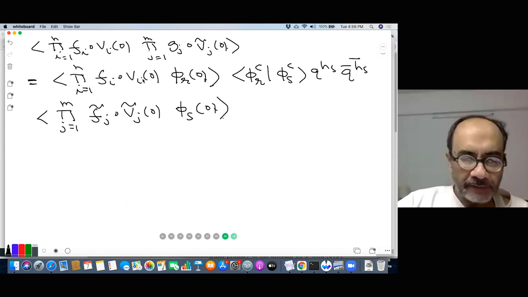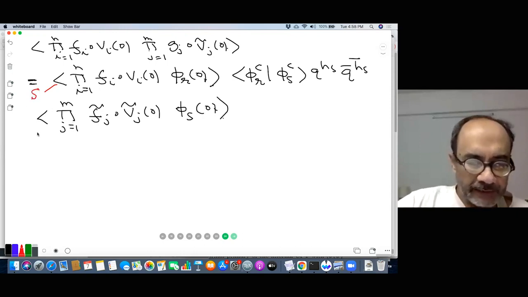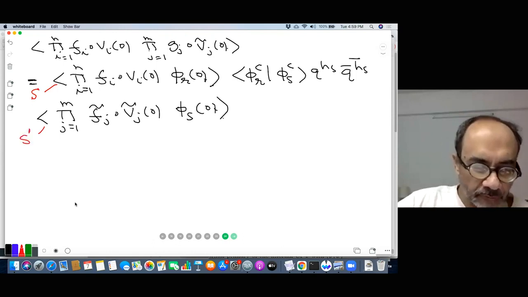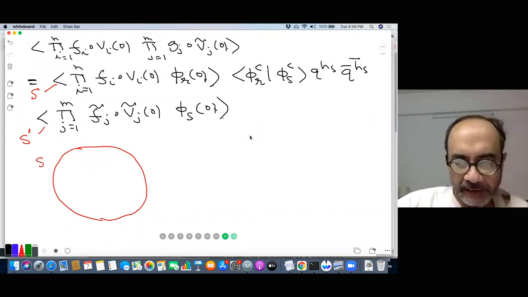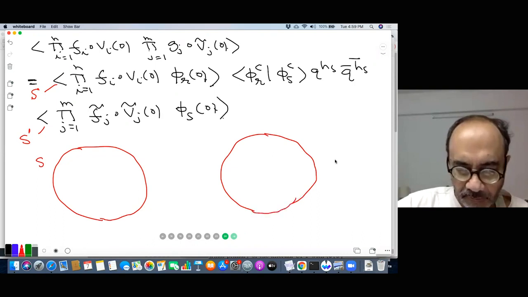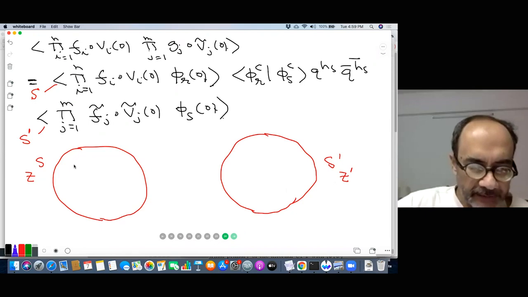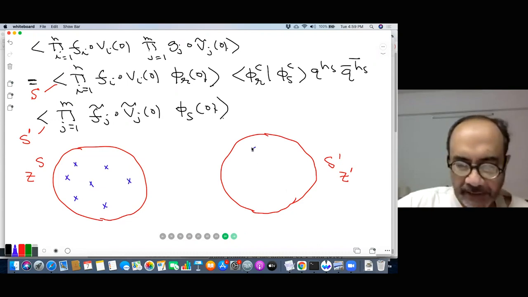So this is a correlation function on a sphere. This I'm going to call a sphere S. And this is a correlation function on another sphere, which I'm going to call the sphere S prime. So what we have is two spheres, S and S prime. I introduce complex coordinate Z on this and complex coordinate Z prime on this. Here I have a set of punctures. Here I have a set of punctures.